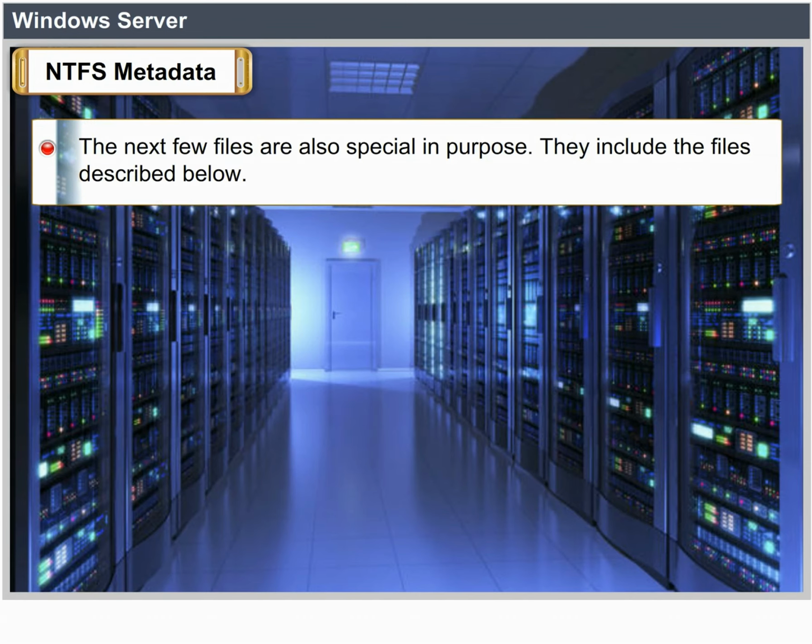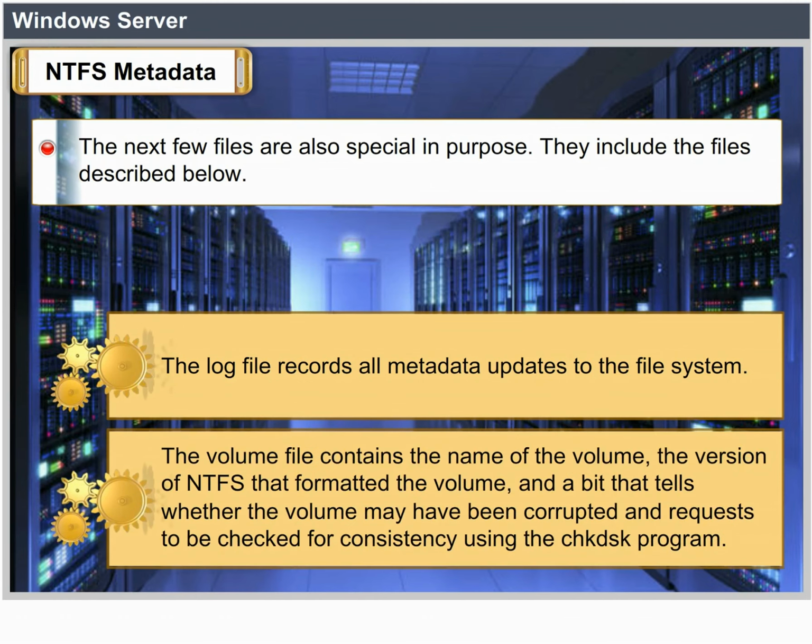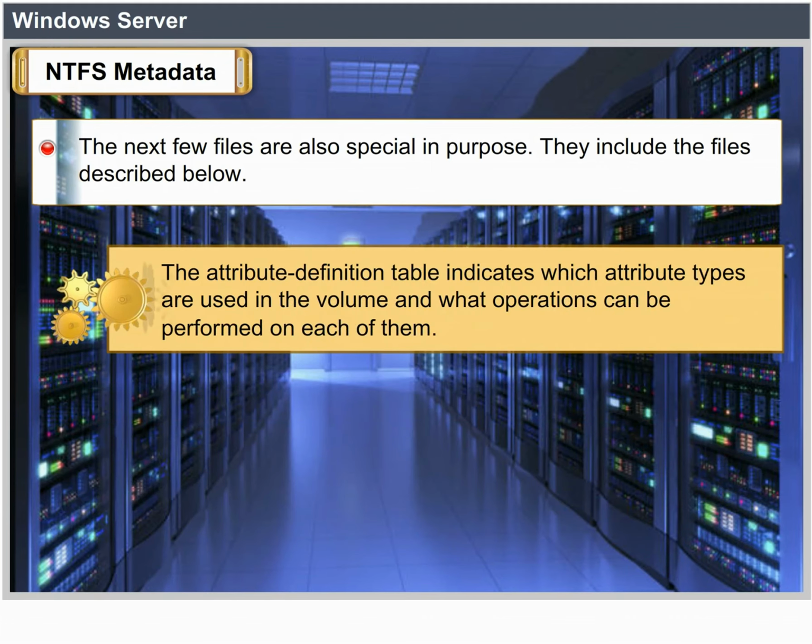The log file records all metadata updates to the file system. The volume file contains the name of the volume, the version of NTFS that formatted the volume, and a bit that tells whether the volume may have been corrupted and needs to be checked for consistency using the Check Disk program. The attribute definition table indicates which attribute types are used in the volume and what operations can be performed on each of them. The root directory is the top-level directory in the file system hierarchy.